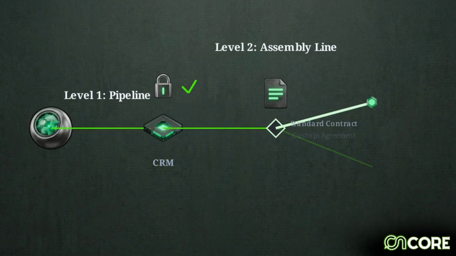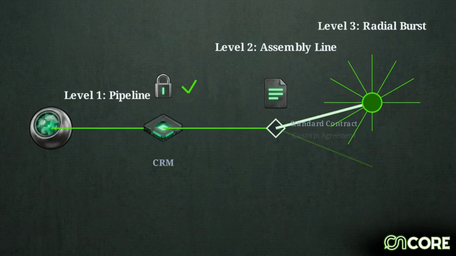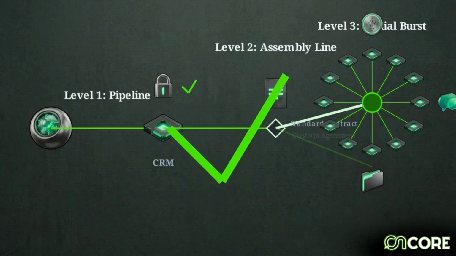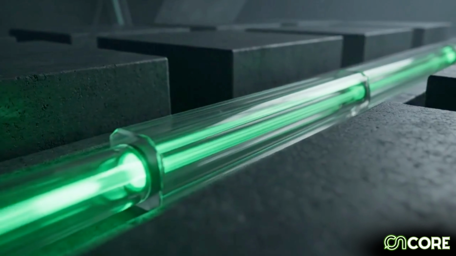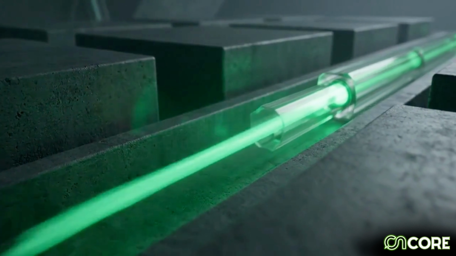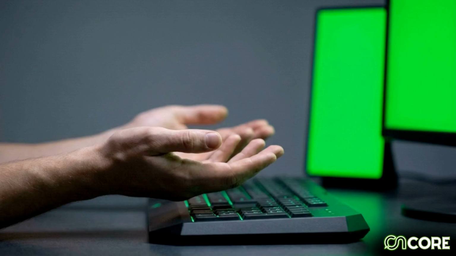Finally, we reach the most powerful level, the radial burst. Here, the system abandons step-by-step processes completely and executes multiple actions at the exact same time. The AI generates an invoice in your payment software, posts a welcome message in your team chat, and creates a set of folders in your cloud storage, all occurring in the exact same millisecond. This 3-level architecture allows the system to process complex logic and massive workflows in a fraction of a second. It removes the human bottlenecks that normally slow down digital work.